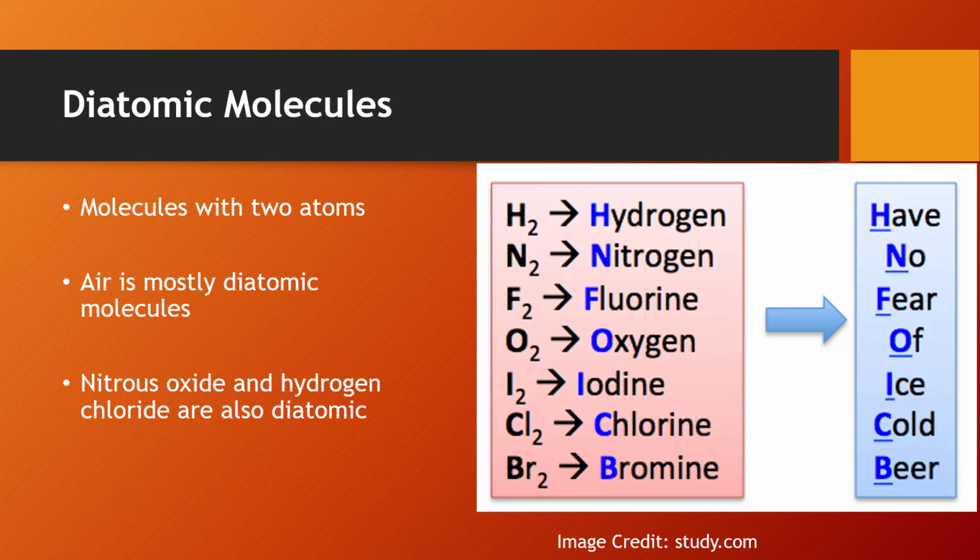Nitrogen, fluorine, oxygen, iodine, chlorine, and bromine will all share electrons in the same way. And these are diatomic molecules, molecules that have 2 atoms, often of the same element. So "Have No Fear of Ice Cold Beer" is one way of remembering which elements exist naturally as diatomic molecules. There are other diatomic molecules like nitrous oxide and hydrogen chloride, but these are just some examples.